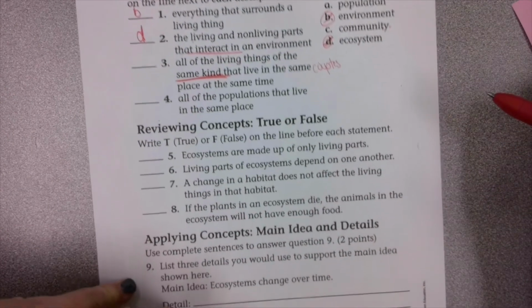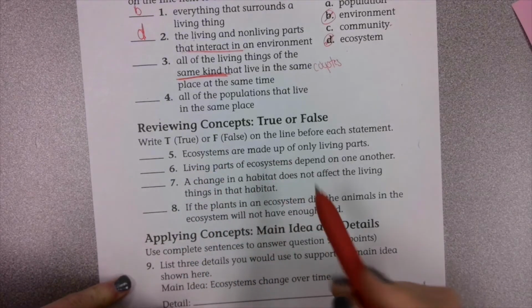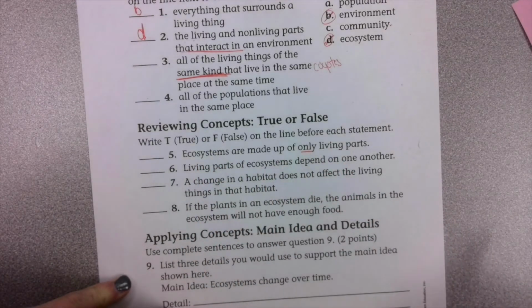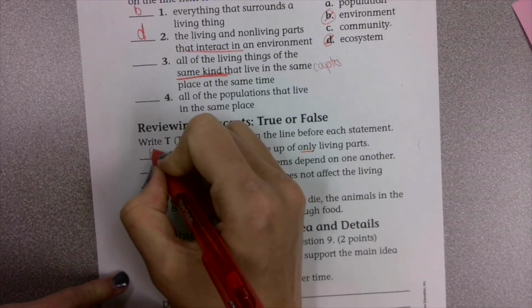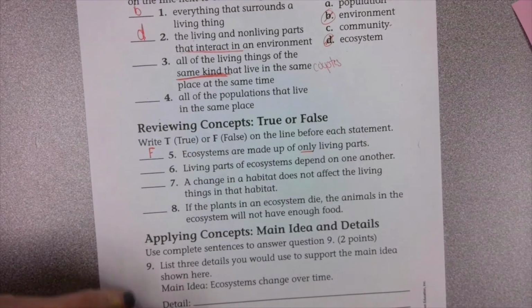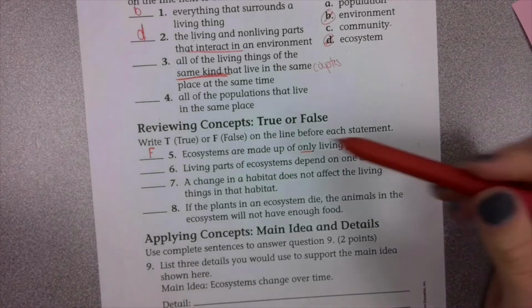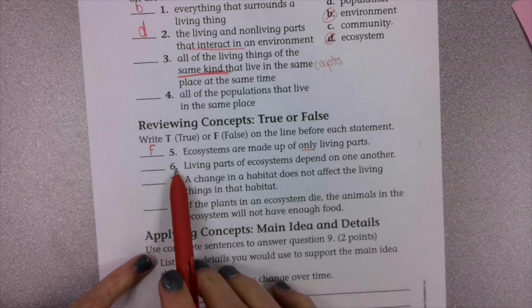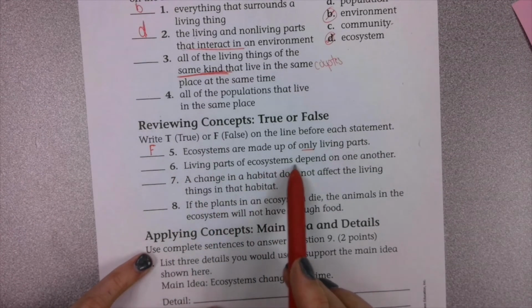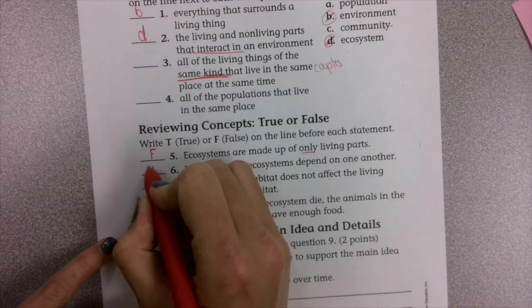Moving down to the bottom. True or false? Ecosystems are made up of only living parts. False. Talk about the non-living parts that an animal or plant depends on also. Like you talk about the redwood tree, right? It needs that sunlight and it needs the water. Those are both non-living things, but they're part of the ecosystem. Number 6, living parts of ecosystems depend on one another. Yes.